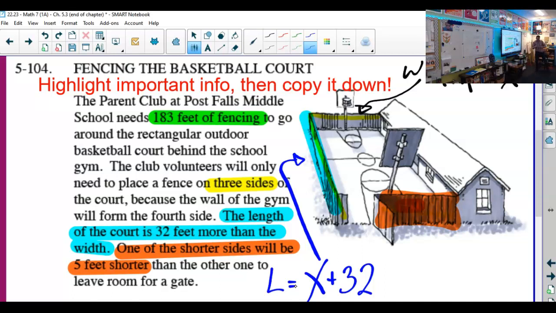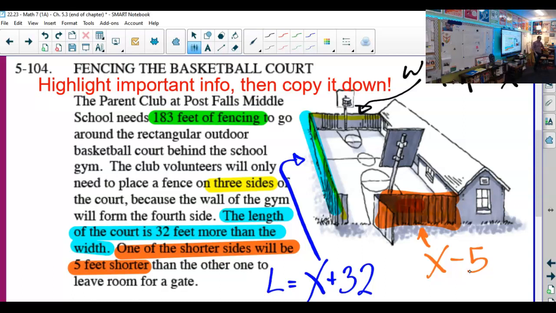And then what about, June, this side that I have in orange right here, my shortest side? What do they tell us about that? That it's 5 feet shorter. Ooh, so 5 feet shorter than the yellow one. So we called that one X, so this we're going to have to call X minus 5.